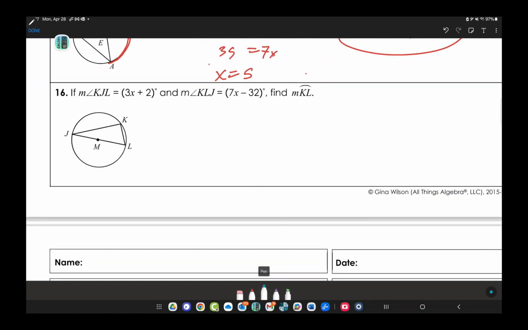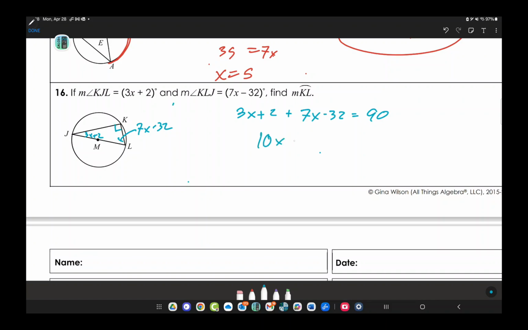So if measure of angle KJL, which is this angle here, is 3x plus 2, and measure of KLJ is 7x minus 32. Since they're in a right triangle, the two acute angles of a right triangle must be complementary. So 3x plus 2 plus 7x minus 32 equals 90. We know they're in a right triangle because angle JKL intercepts a semicircle, so this must be a right angle.